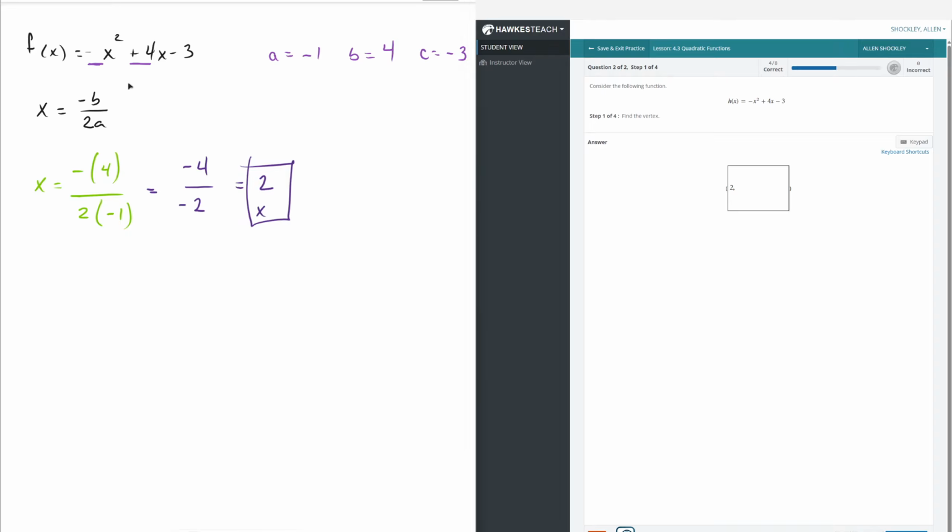Downside, I need to know what my y coordinate is. Nice part is, all I need to do is take this x of 2 and throw it in my original equation. So we're going to say negative 2 squared plus 4 times 2 minus 3.